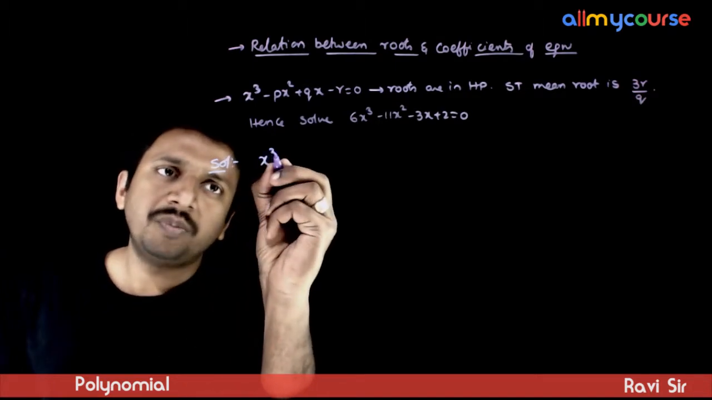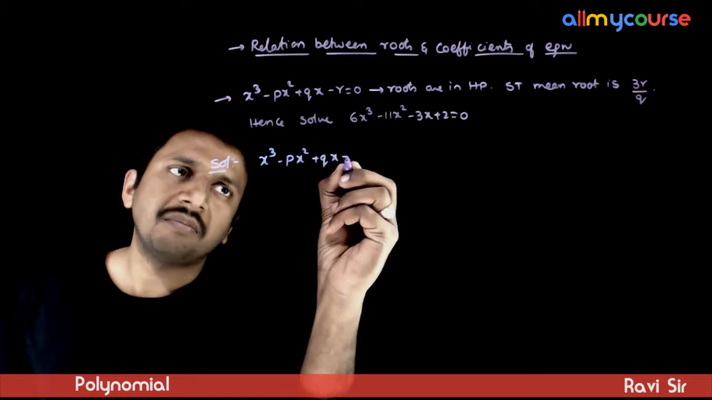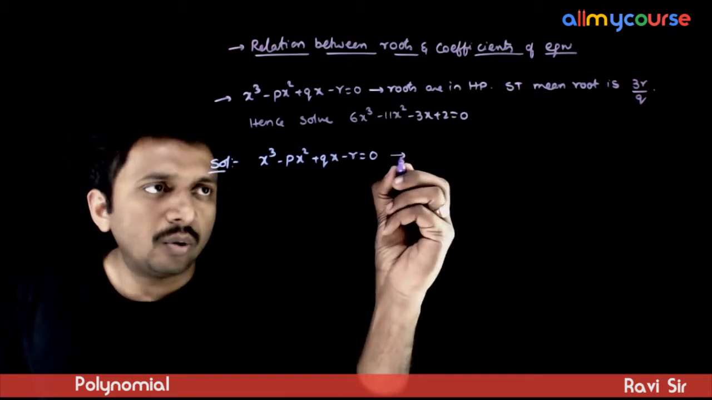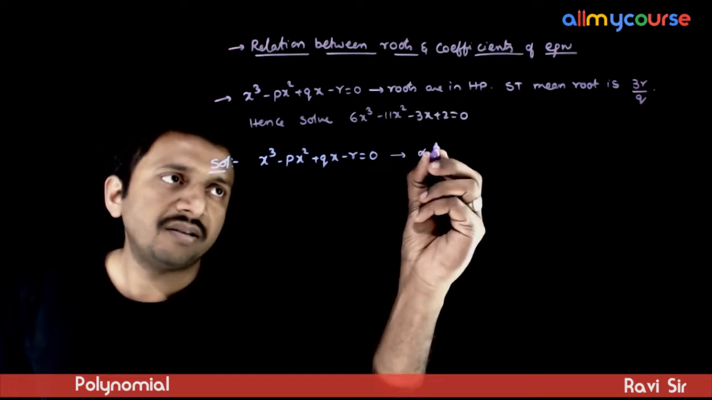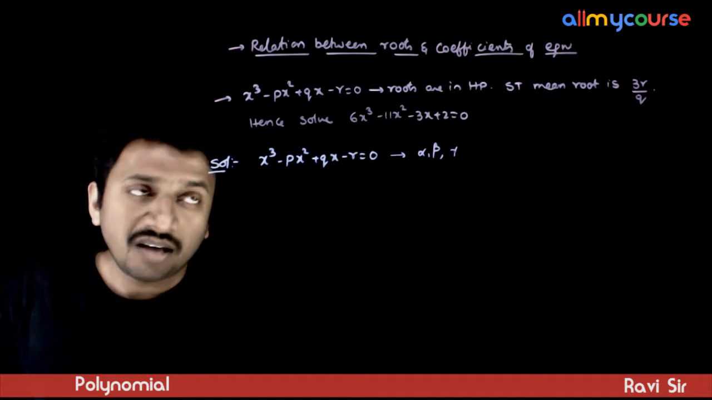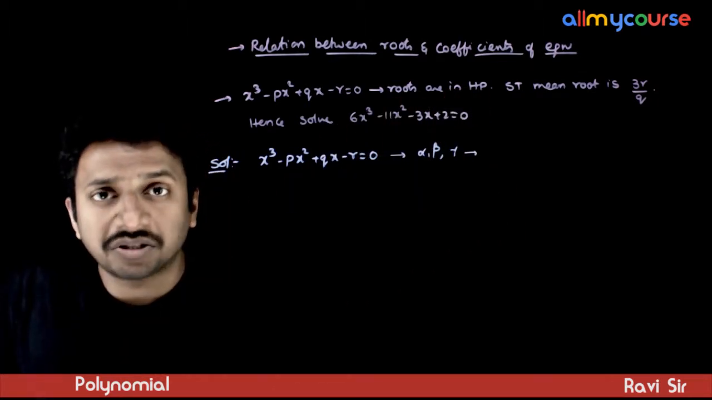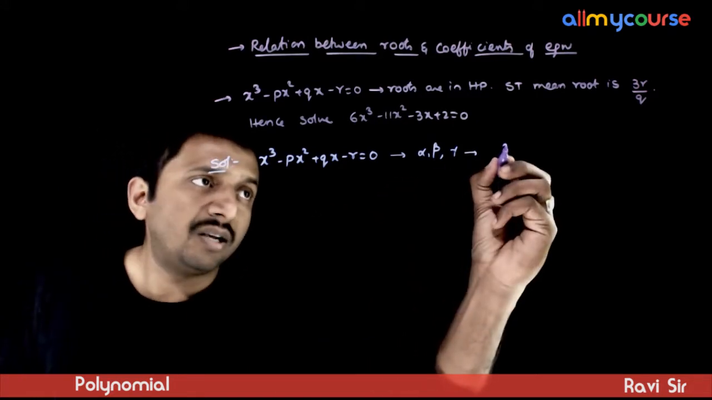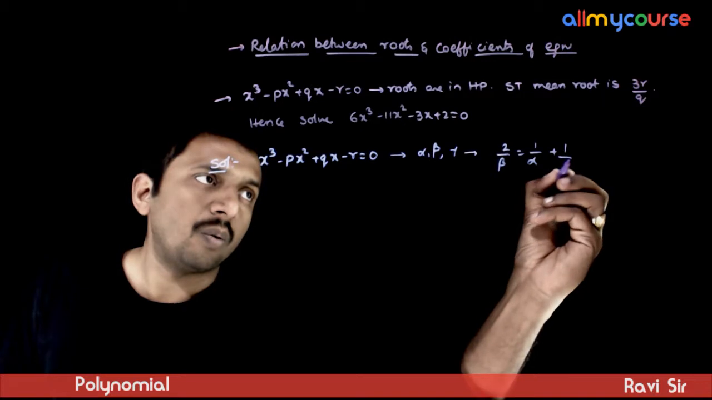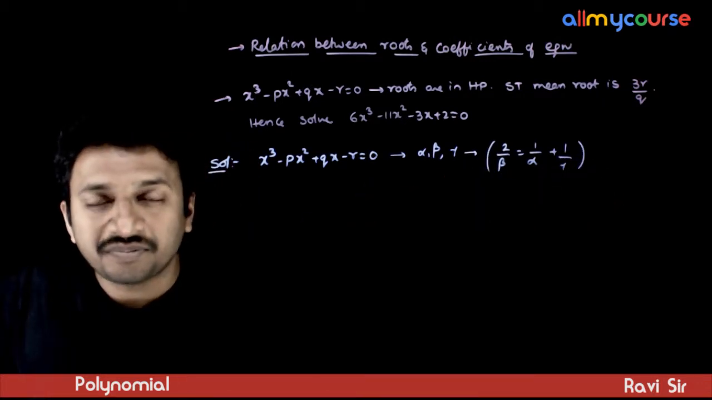So x cube minus px square plus qx minus r is equal to 0. Let the roots of this equation be alpha, beta and gamma. Now, it is given that the roots are in harmonic progression. That means 2 by beta is equal to 1 by alpha plus 1 by gamma. So this is the condition which is given.